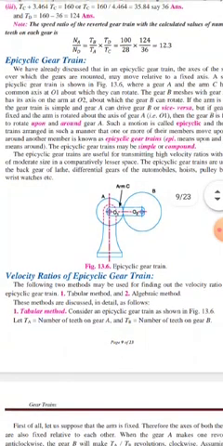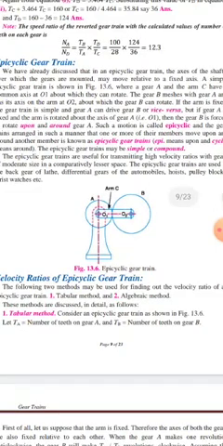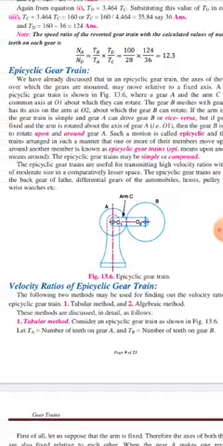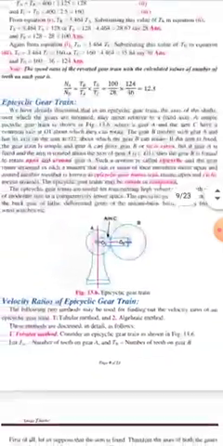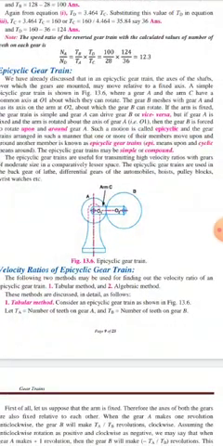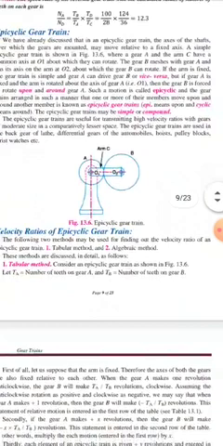Now there are some points that should be noticed here. The epicyclic gear trains are useful for transmitting high velocity ratios with gears of moderate size in a comparatively lesser space. The epicyclic gear trains are used in the back gear of lathe, differential gear of automobiles, hoists, pulley blocks, wristwatches, etc. Now we see how we can find the velocity ratios in the epicyclic gear train.